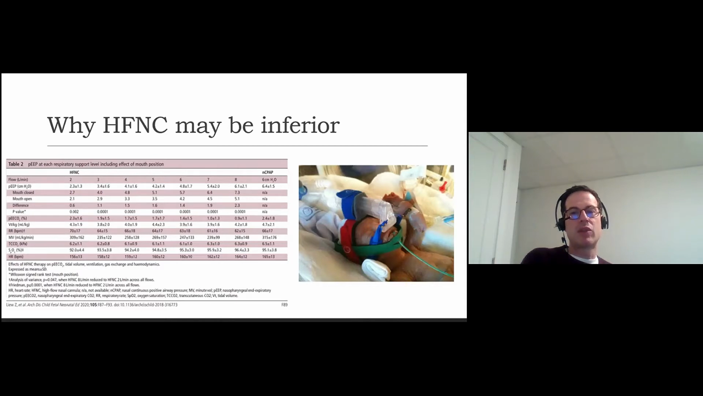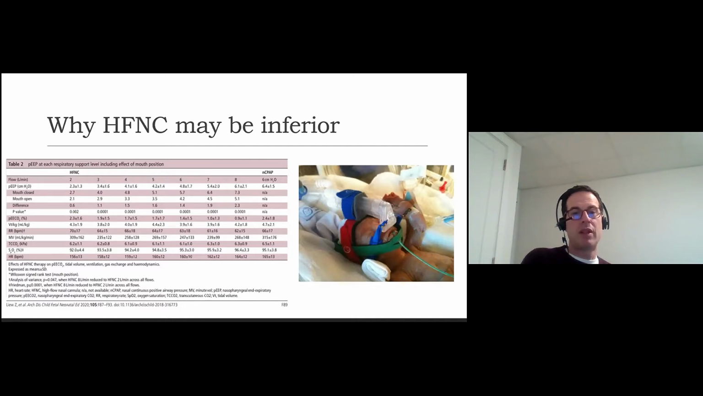The control, if you will, was CPAP of 6, and the measured PEEP was in fact 6. They compared that with different flows, 2 liters a minute all the way up to 8 liters a minute. What you can see is that with the mouth closed, you can get that 6 centimeters of water pressure with 8 liters of flow. You can even get 5 with 7, and close to 5 with 6.